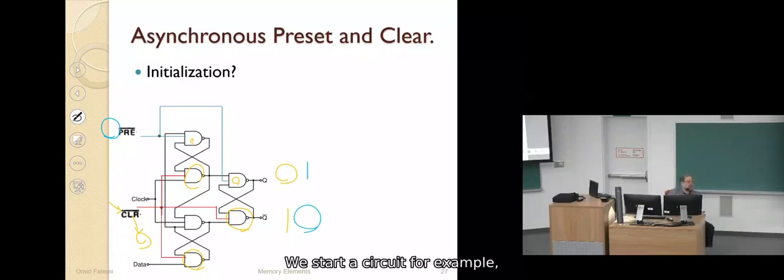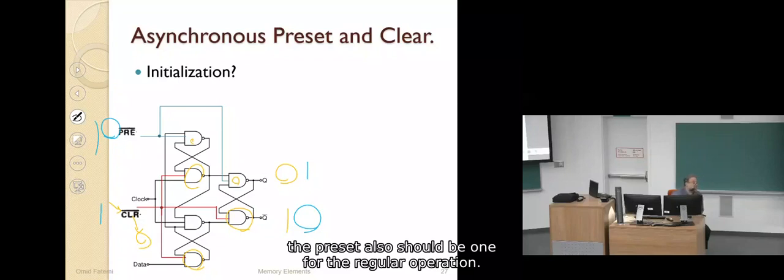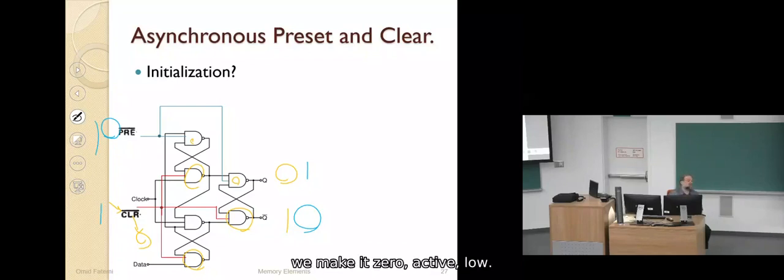We start a circuit, for example, we want to start from Q 0. Q becomes 0. So we activate clear, we make clear 0, and then when it is initialized, we make it back. The clear should be 1 for the regular operation, and the preset also should be 1 for the regular operation. But when we want to clear, we make it 0. When we want to preset, we make it 0, active low. But during the regular operation, they should be 1. They should be inactive. Okay?